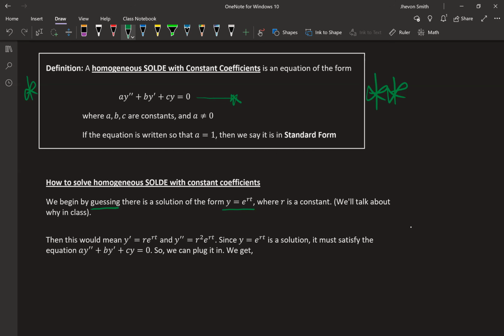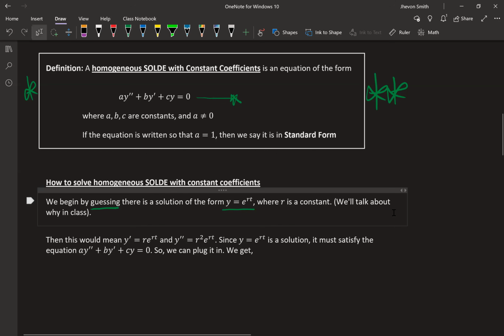Now, I'm going to explain to you later on why we can realize that this will cover all possible scenarios for the solution. But for the moment, just run with me here, and we're just going to guess that we have a solution of this form, y equals e to the rt. So we're going to start with a guess. That's how it all starts. And we're going to hope that this is going to work out to something that we can actually use because, you know, differential equations is about hope. A lot of math is about hope.